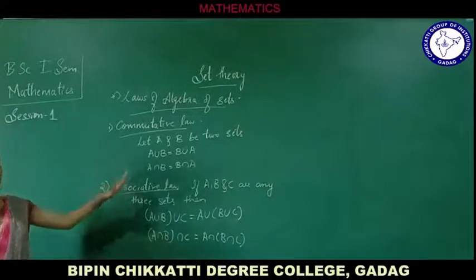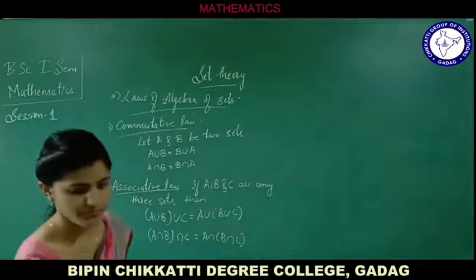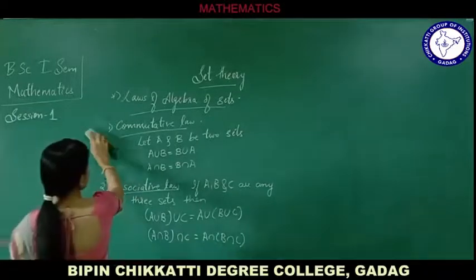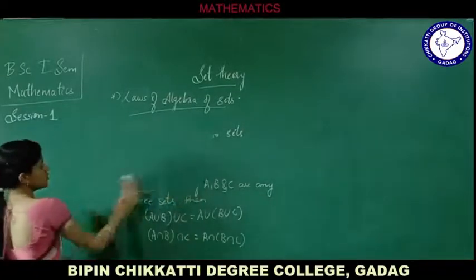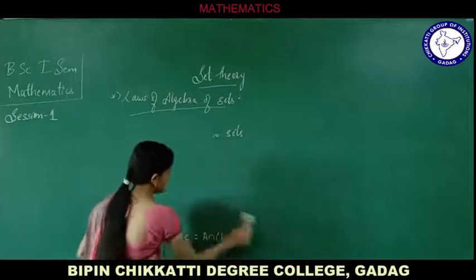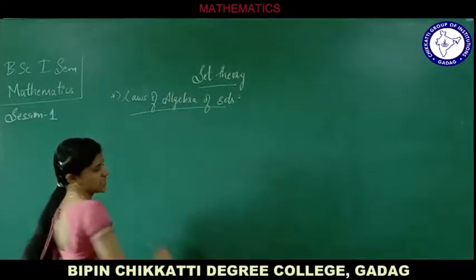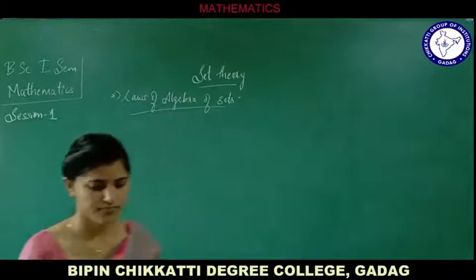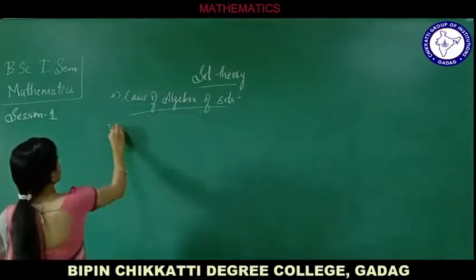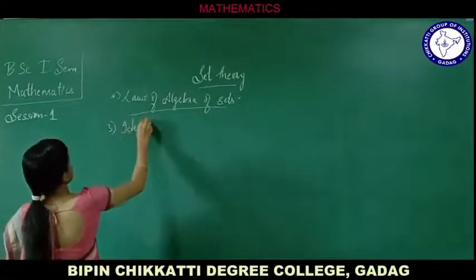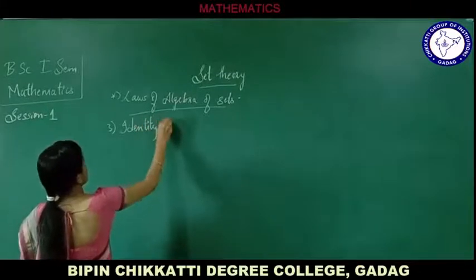Now let us go to the identity law. For any set A, union or intersection. The third one is the identity law.